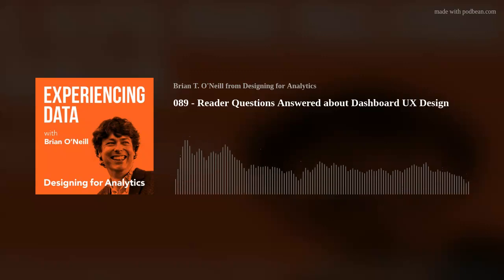So the next question here comes from Mareike, and she says, I think a big challenge with dashboard design is to provide information in a way that people are able to act upon the presented information. Many times, the so what seems to remain.